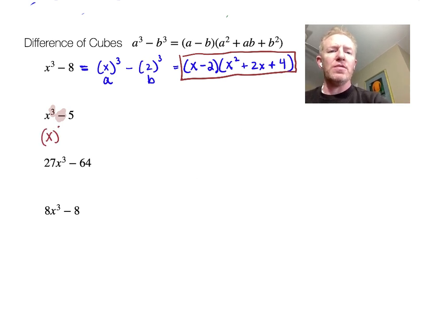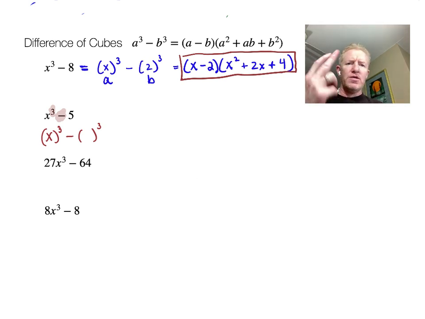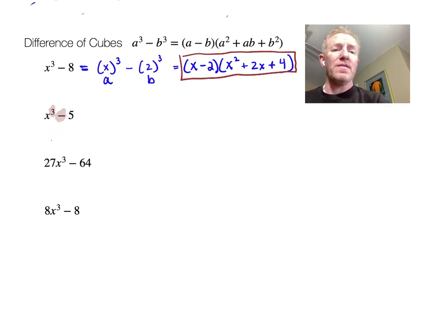So that's an x cubed minus a, what can I cube to get a 5? And the answer is nothing. 1 cubed is 1 times 1 times 1, which is just 1. 2 cubed is 2 times 2, 4 times 2, 8. I skip right over 5. There's no way to get a 5. So this is not a difference of cubes. Therefore, I cannot use the formula. Therefore, I just write down this thing is prime, not factorable.